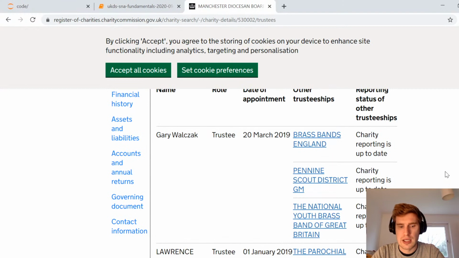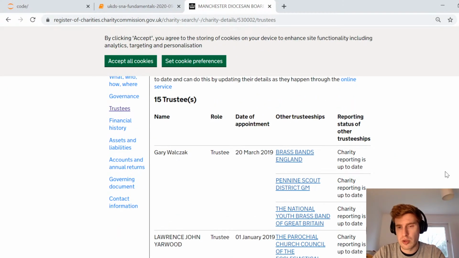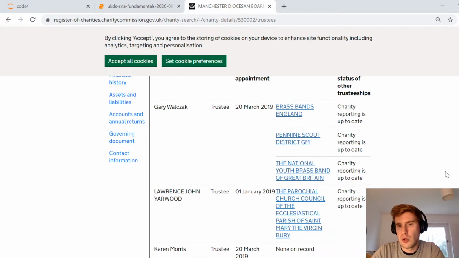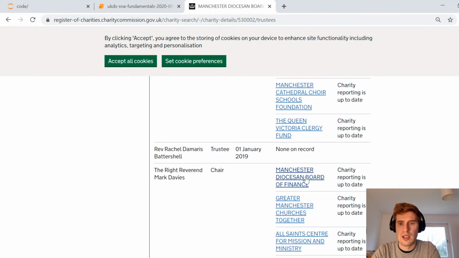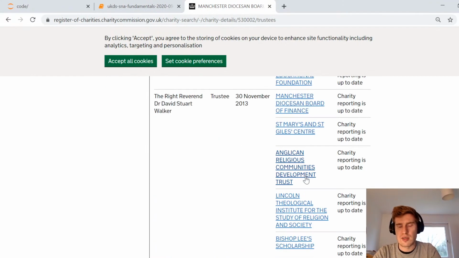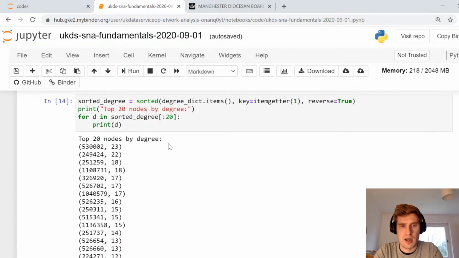So I have the list of all the trustees who sit on the board of this organization, and it's no surprise that the first person alone has 3 other trusteeships. So they sit on the board of 3 other charities. The second person sits on a different charity. So even just scrolling through the results, visually, it's quite a well connected charity. And I've asked for the top 20.